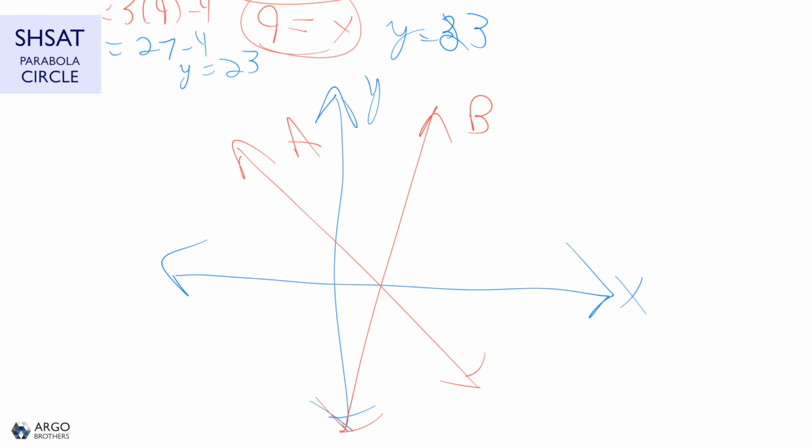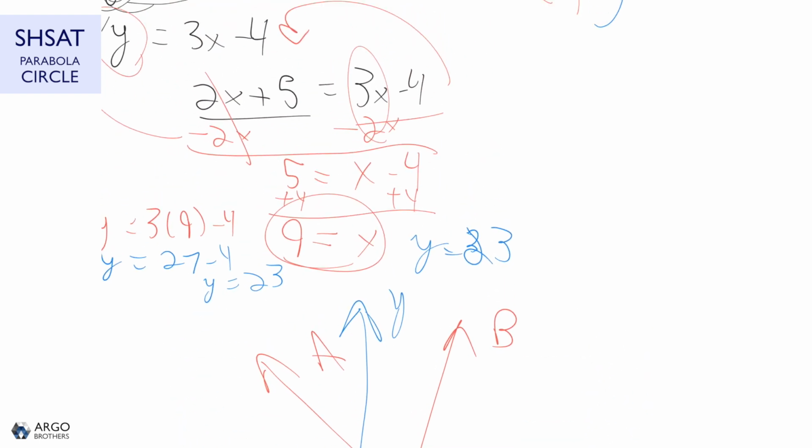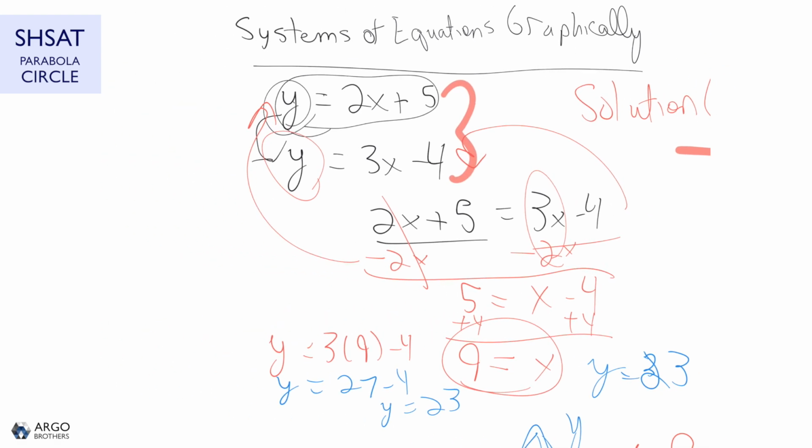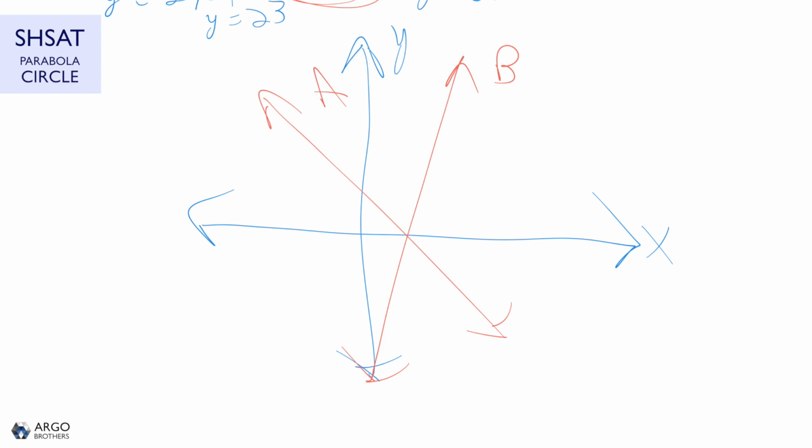Why? Because every single point on the B line satisfies the B equation, and every single point on the A line satisfies the A equation. So if you find where they intersect, that point satisfies both equations. And isn't that what we had before? The point 9 comma 23 satisfies both of these equations. So that's how you solve a system of linear equations graphically: you graph them and find where the point is. These could be any two lines, and once you find where they intersect, that is the point. So let's say this point is 2 comma 0. That would be the solution set.